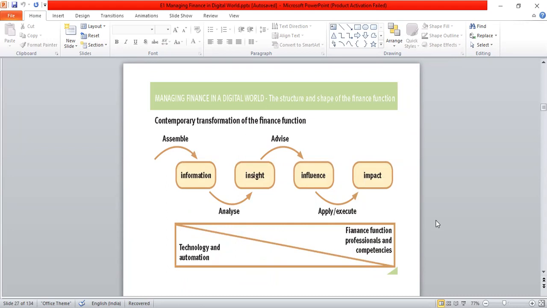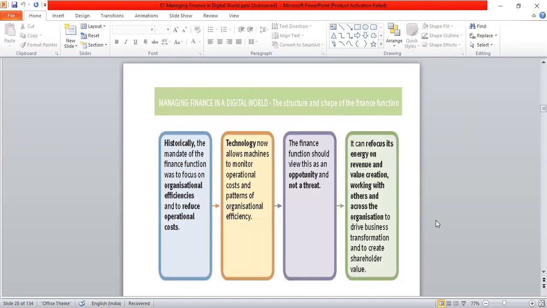Then on this note, in fact, we have ended with the finance function framework, which is now taken over by other aspects. Wherever it was accounting and guidance, that is now taken over by technology and automation. Then finance function professionals and competencies are used to replace the management and guidance. So the role of technology has taken over the finance function. How it has happened and what changes happened is what we will discuss in today's class in detail.